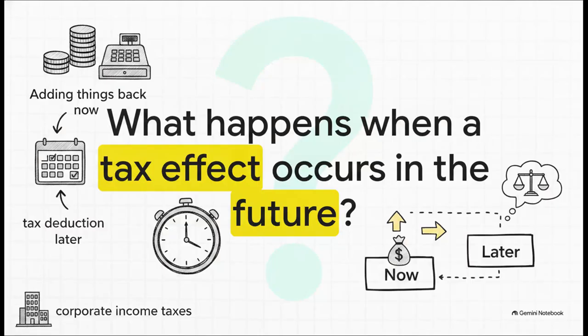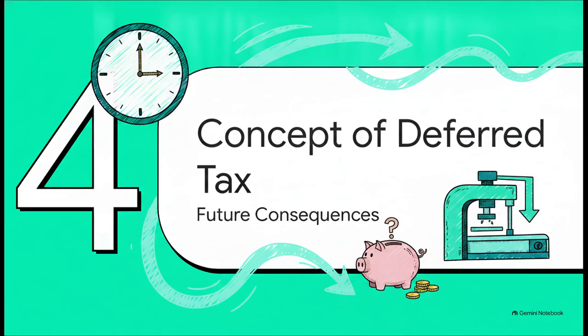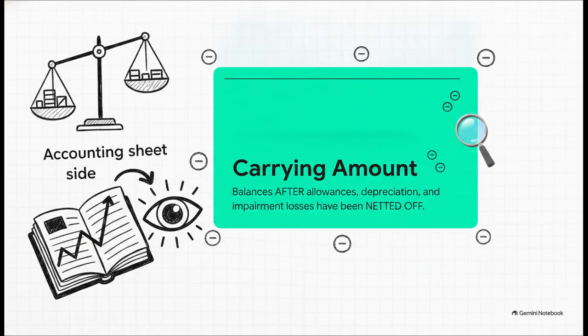So if we are adding things back now to get a tax deduction later, it begs a pretty massive question. What happens when a transaction's tax effect actually happens in the future? We've resolved the now, but how in the world does accounting handle the later? Which brings us perfectly to Section 4, the concept of deferred tax. Future consequences. Deferred tax is basically this ingenious mechanism accounting uses to handle transactions that have future tax consequences, like those doubtful debts we just talked about or depreciation.